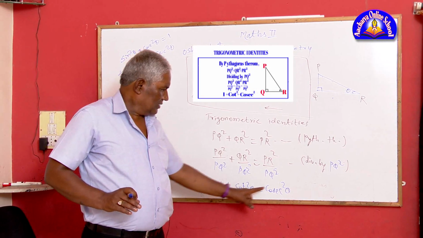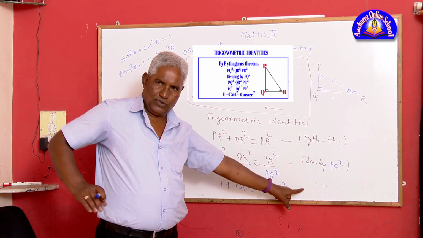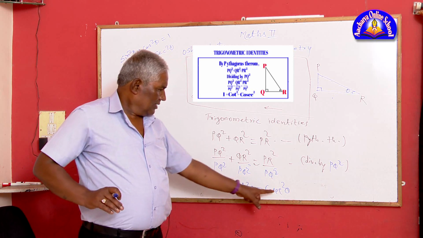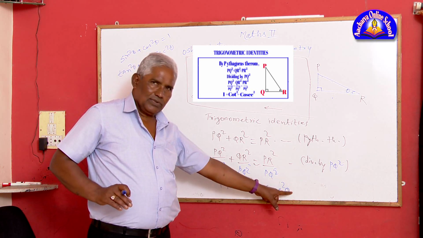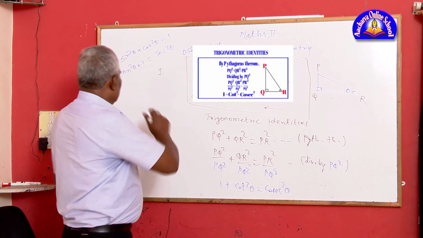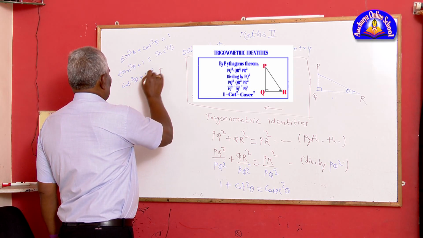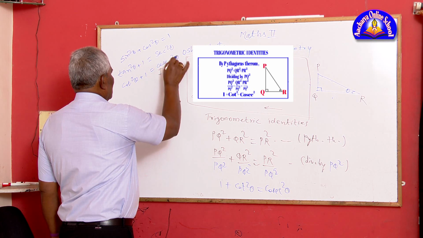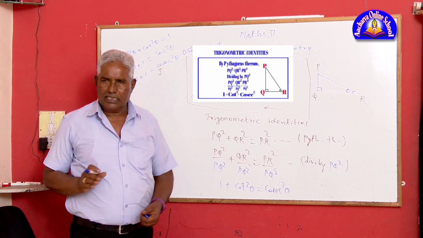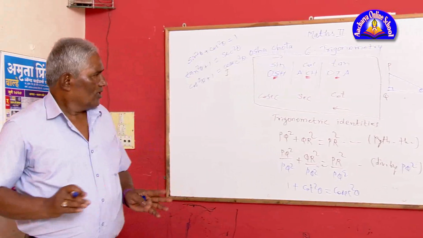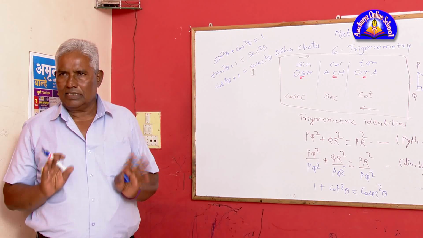Cot square theta is equal to cosec square minus 1. Or if cot square is shifted to the right, you will get cosec square theta minus cot square theta, that is 1. That means cot square theta plus 1 is equal to cosec square theta. These are only three identities in trigonometry. That means almost all the topic is covered in this.